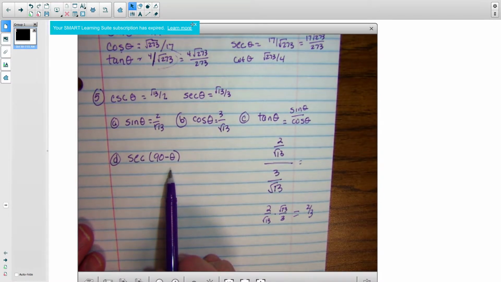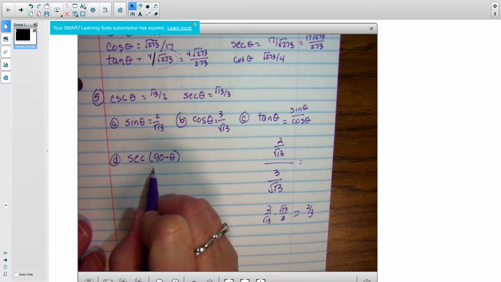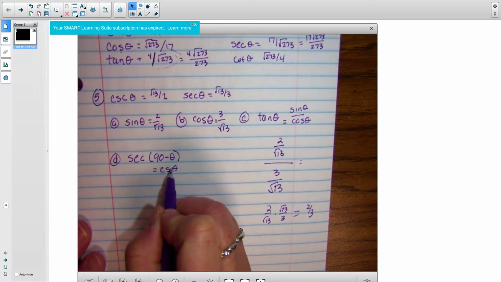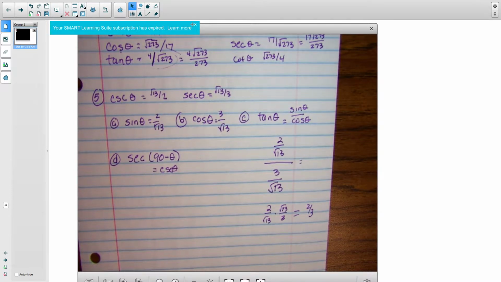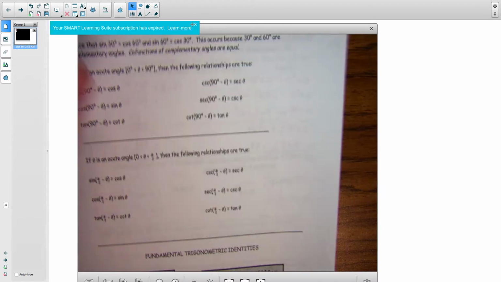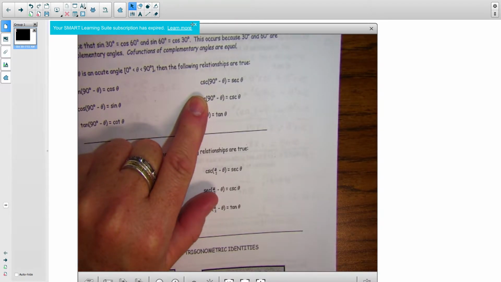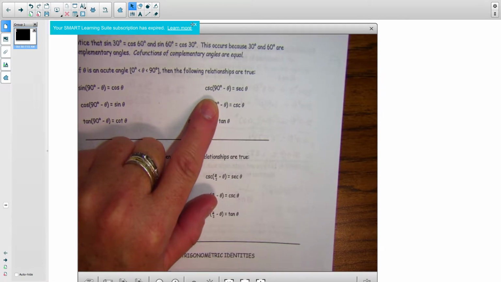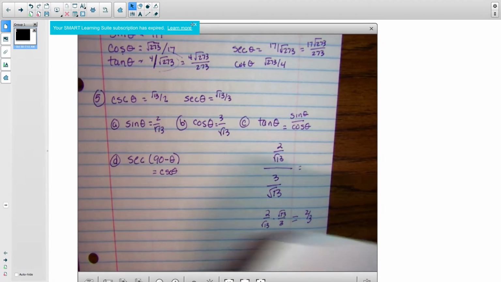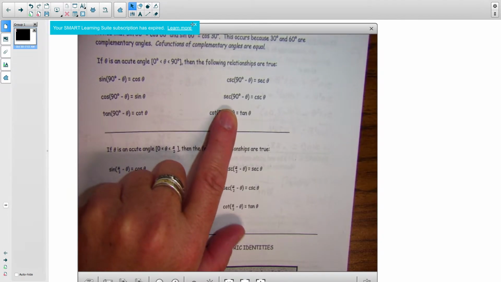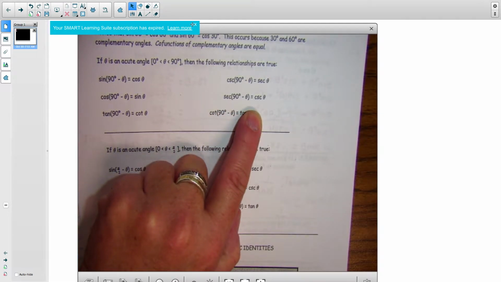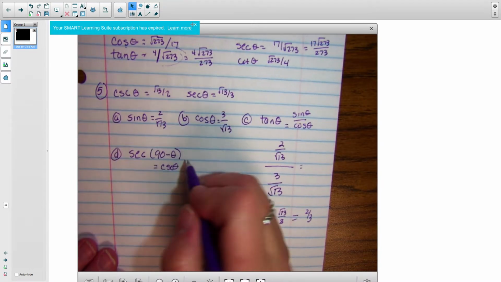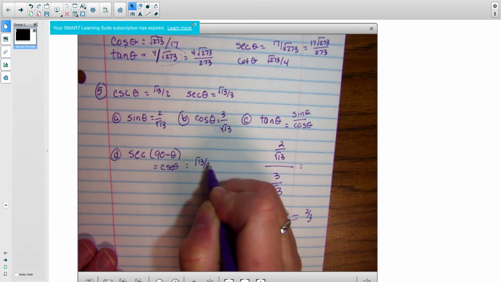And then secant of 90 minus theta, from our notes, is equal to cosecant. Secant of 90 minus theta is equal to cosecant. It's in our notes. So this just equals square root of 13 over 2.